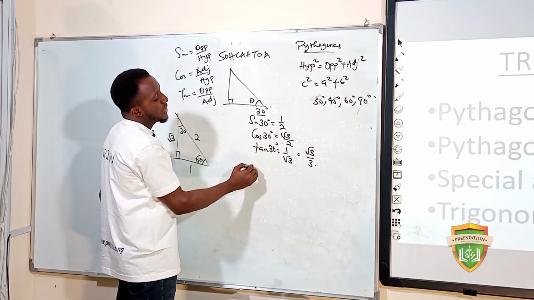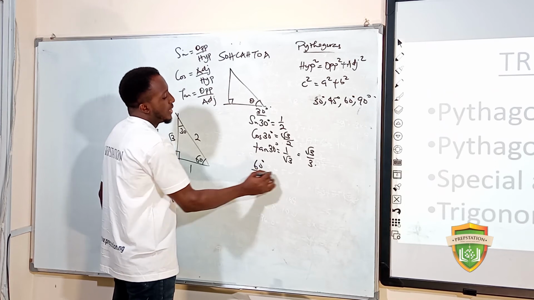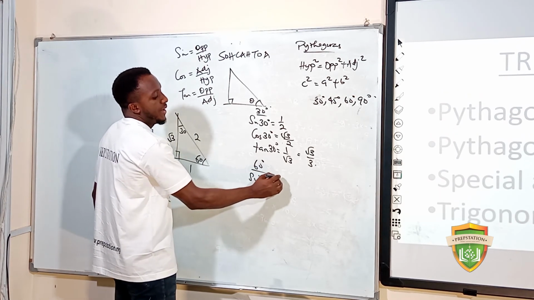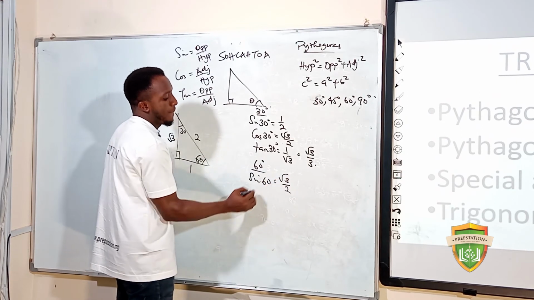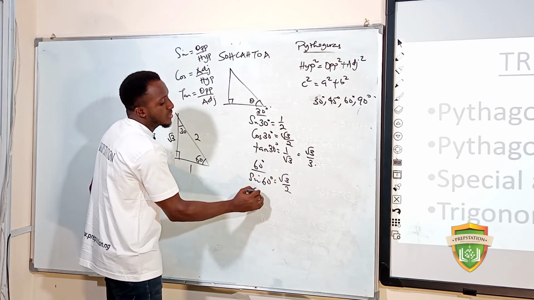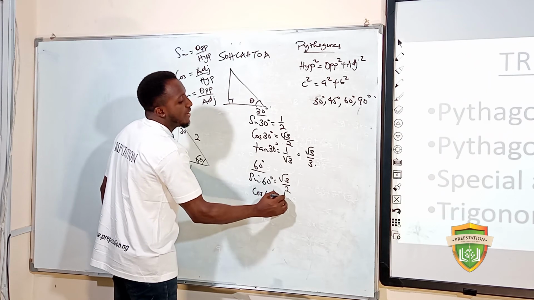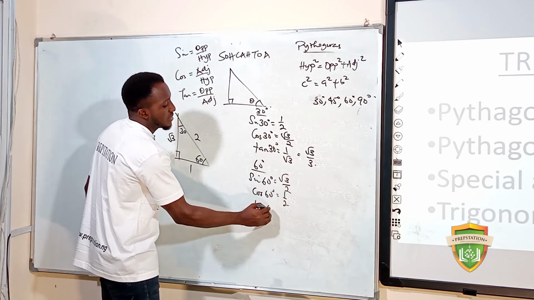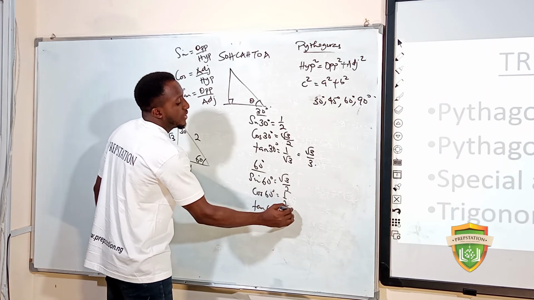Next one, special angle, 60 degrees. Now look at this. From here, sine 60 is square root of 3 over 2. Cos 60 is half, and then tan 60 is root 3.